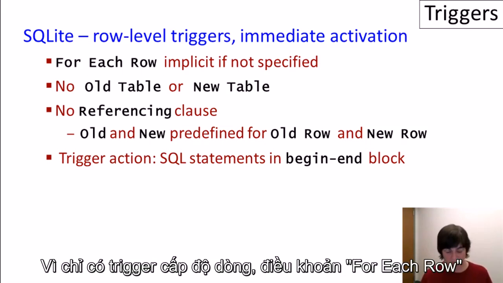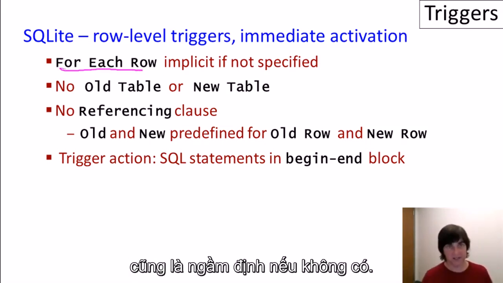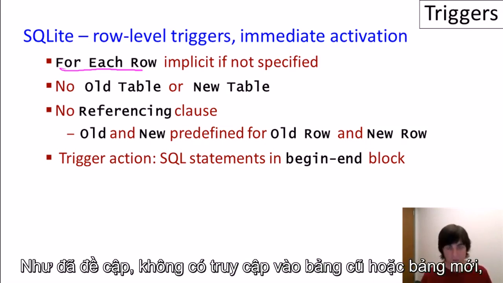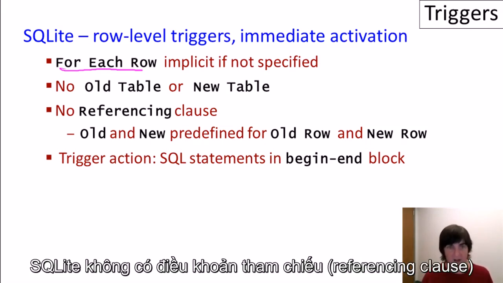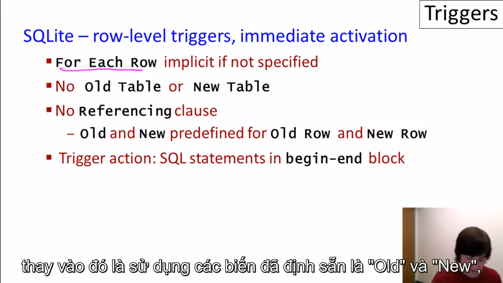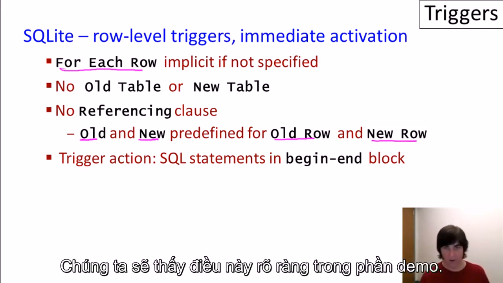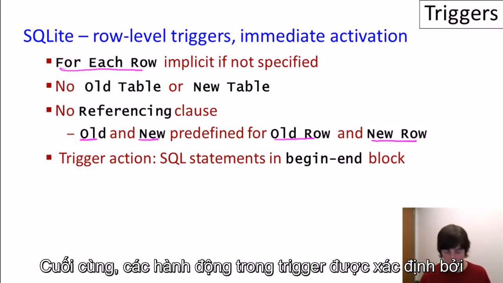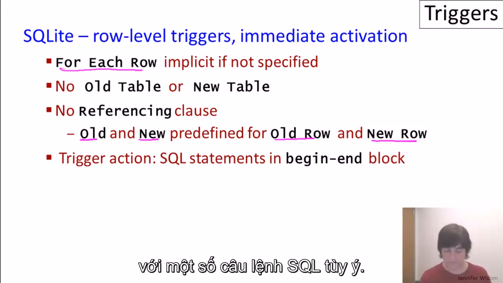Since there's row-level triggers only, for each row, although it's allowed to be specified in the trigger, is implicit if it's not present. As I mentioned, there's no access to old table or new table, and so as a result, SQLite has no referencing clause. Instead, it pre-binds variables old and new to old row and new row, and we'll see that clearly in the demo. Finally, the action in SQLite triggers is a begin-end block with any number of SQL statements.